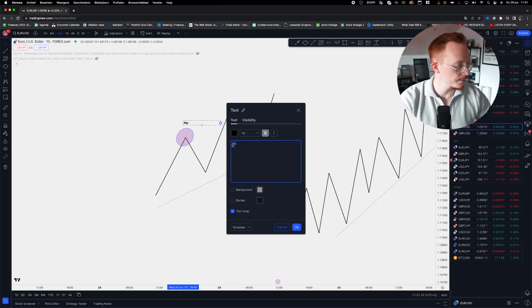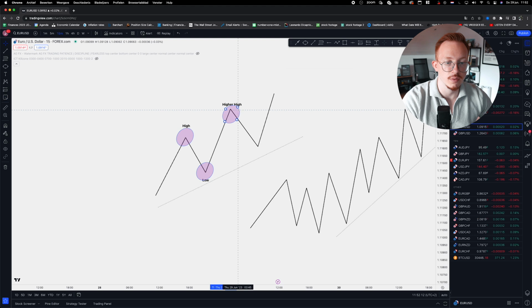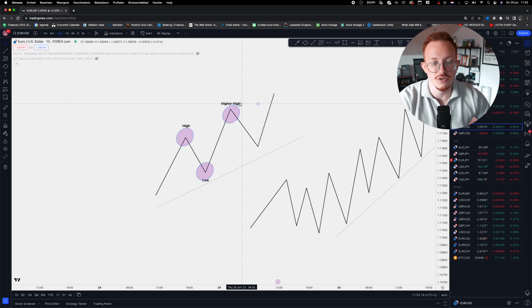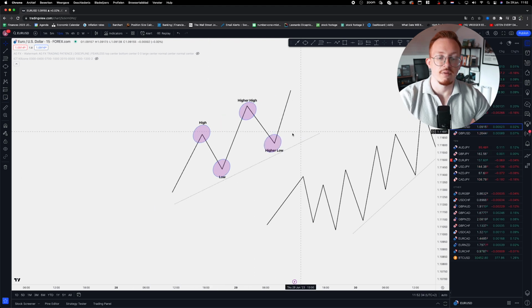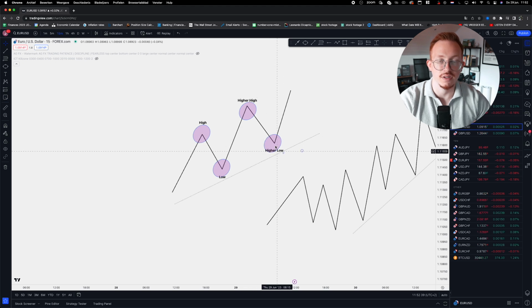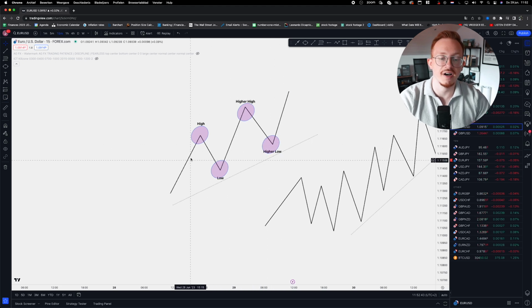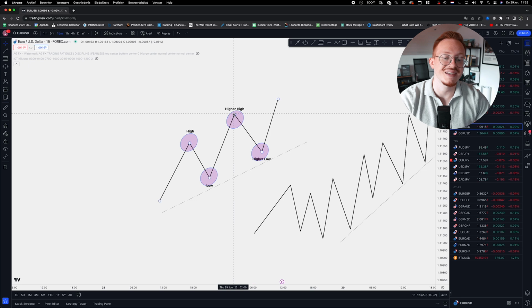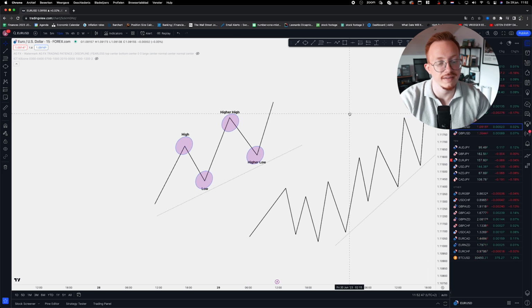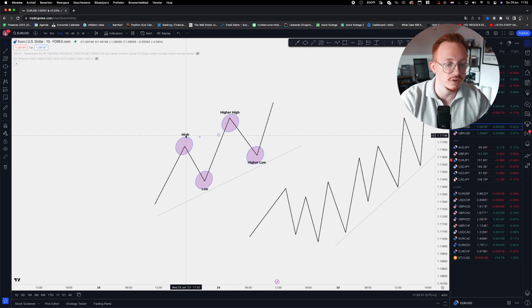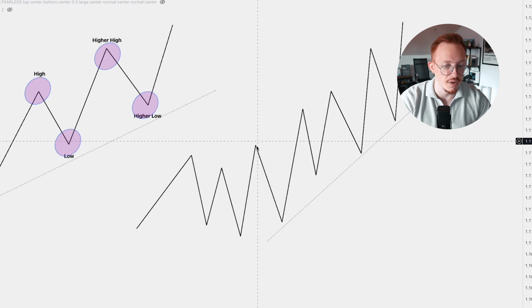So this is your high, this is your low. Then right here we form a higher high, since this one is higher than the previous one. And right here we form a higher low, since this one is higher than the previous low. Whenever you have higher highs and higher lows, this indicates to us that we are on an uptrend. And that is not solely based on the trend line that we can draw, but on the market structure that we can identify. In this case right here, as you can see, we have higher highs and higher lows all of the time.